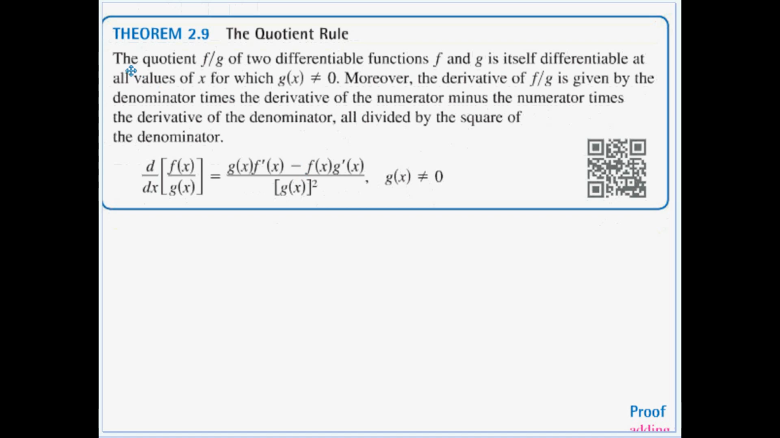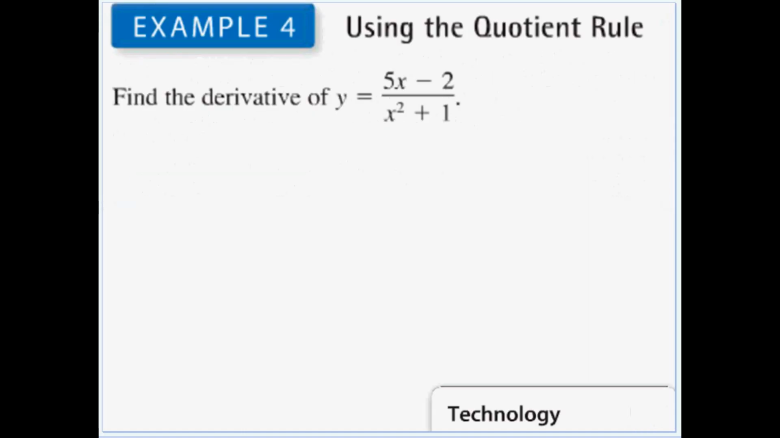And here it is, the quotient f over g of two differentiable functions, f and g, is itself a differentiable function at all values of x for which the denominator is non-zero. Moreover, the derivative of f divided by g is given by the denominator times the derivative of the numerator minus the numerator times the derivative of the denominator, all divided by the square of the denominator, as we see right here in the notation. Is that crystal clear? Okay, moving on. I'm sorry about that.